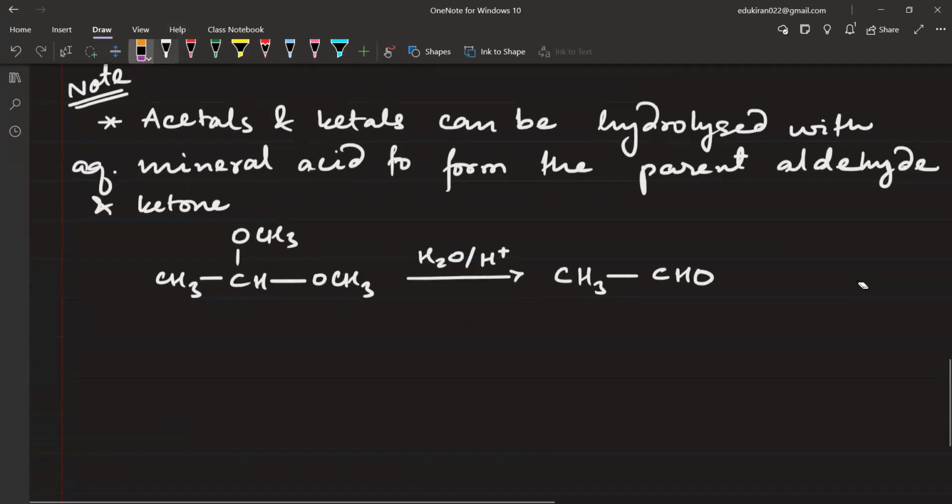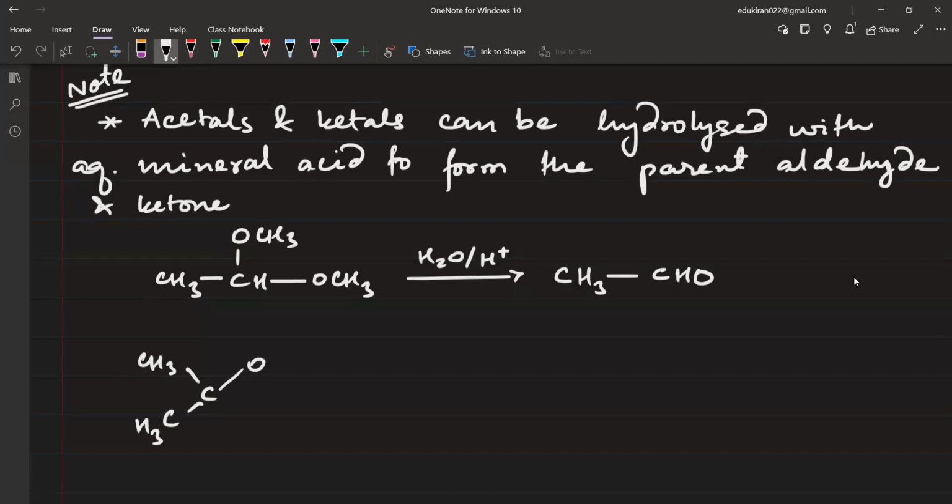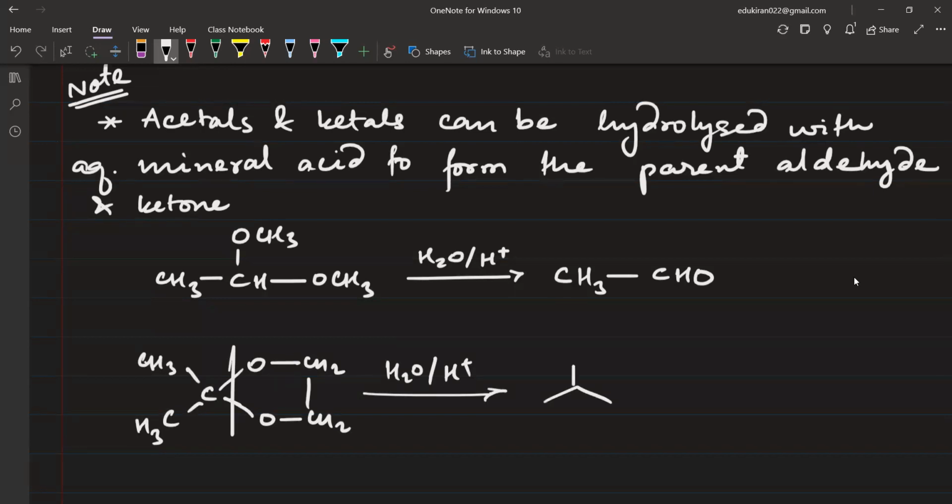Another example. For example, if you have ketal, so ketal will be something like this. CH3, carbon, CH3, OO, CH2, CH2, and bond. So H2O in the presence of H plus, what you need to do, wherever you have the alkoxy bonds, OCH2O, break this bond. Okay, O वाले bond break कीजिए and you get CH3 carbon CH3, 3 carbons 1 2 3, and then in the middle you will have double bond.